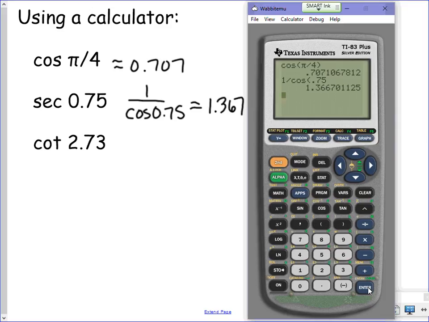We okay with that? And then for cotangent, what would you do? 1 divided by tangent. 2.73. Yeah, negative 2.291. Yeah.